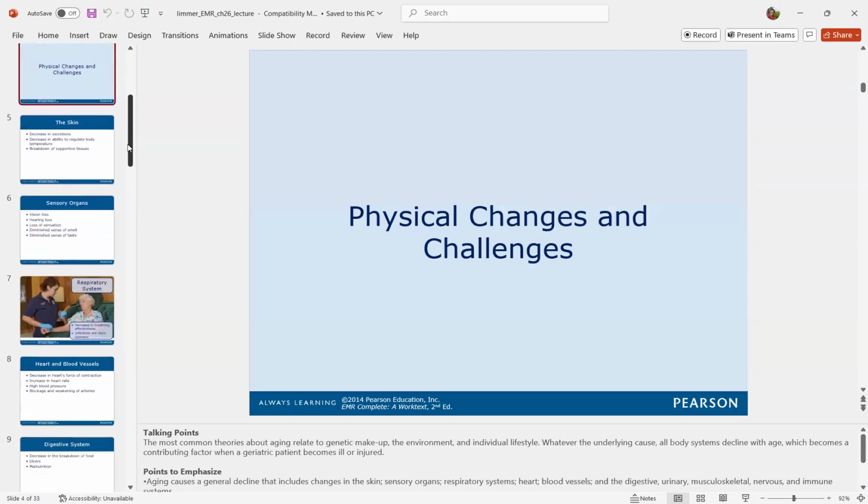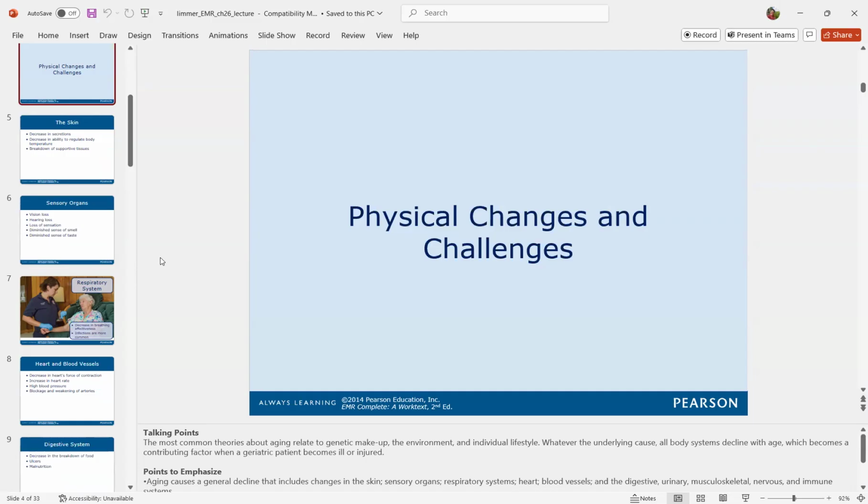Physical changes and challenges. The most common theories about aging relate to genetic makeup, the environment, and our individual lifestyles. Whatever the underlying cause, all body systems start to decline with age, which becomes a contributing factor in why older geriatric patients become ill or injured.